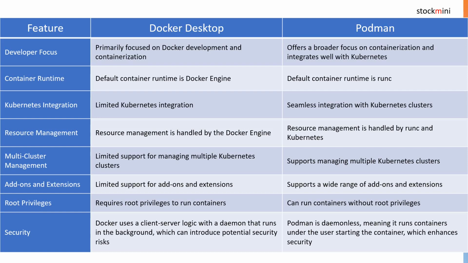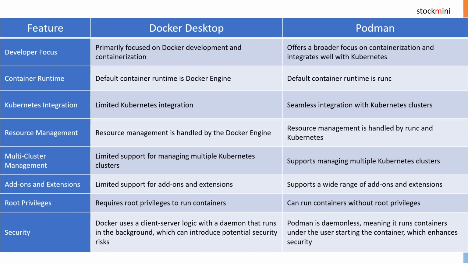Root privileges. Docker Desktop requires root privileges to run containers, potentially posing a security risk by granting containers access to all resources on the host system. In contrast, Podman can run containers without root privileges, offering a more secure approach by limiting container access to the host system.